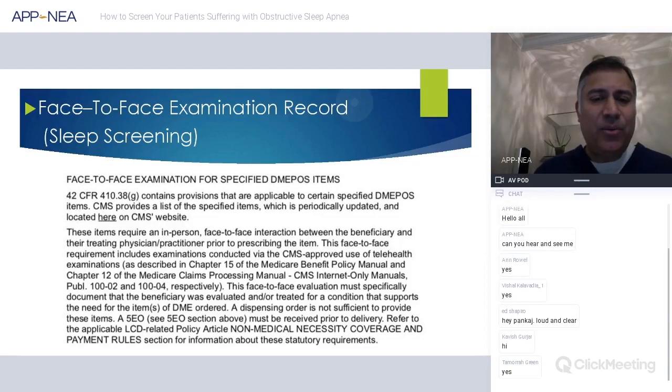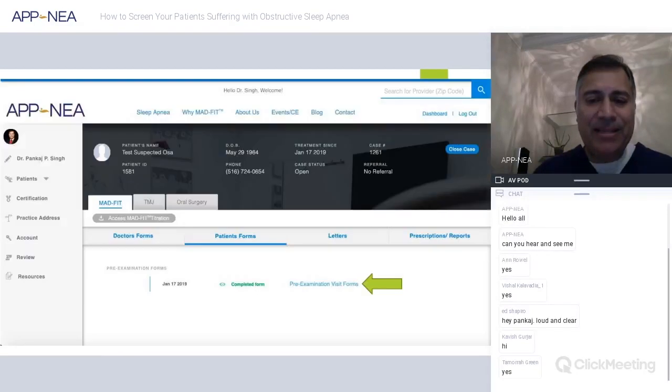And then once they complete this, you actually get an email notification that the patient's completed, and that's a trigger for you to initiate the face-to-face conversation that's required.